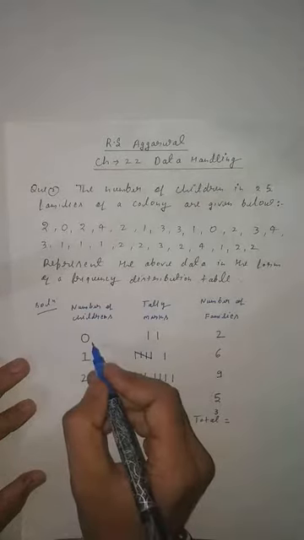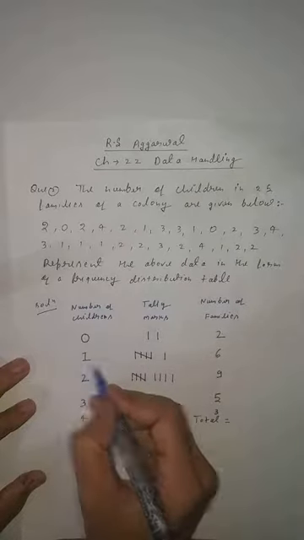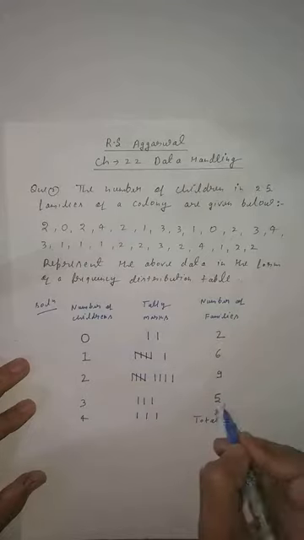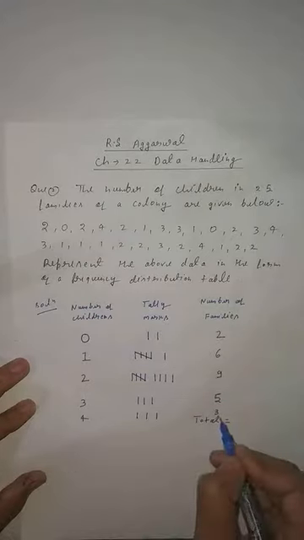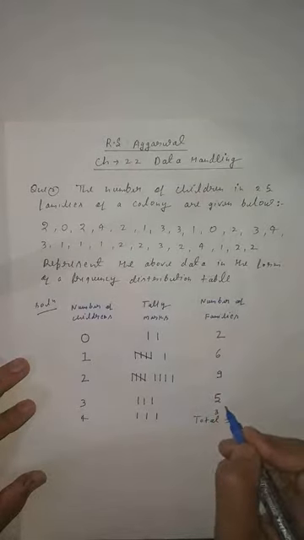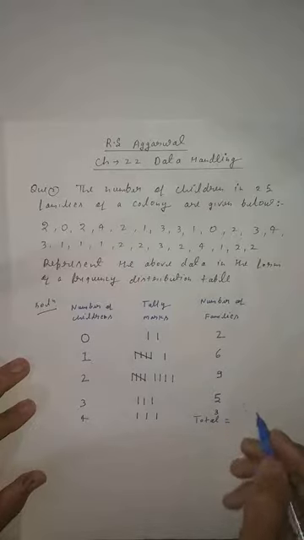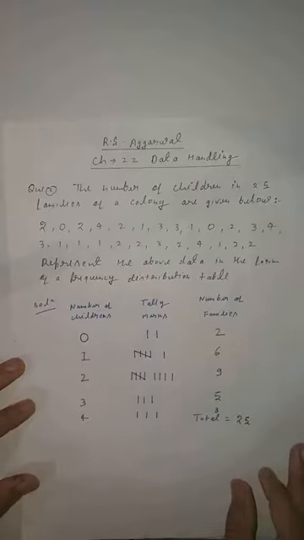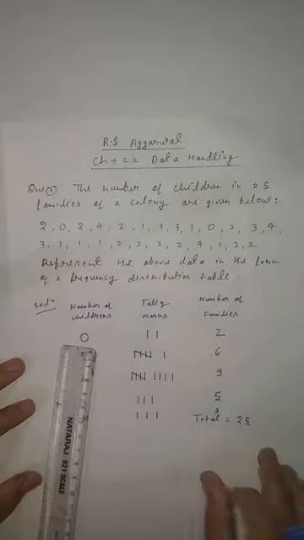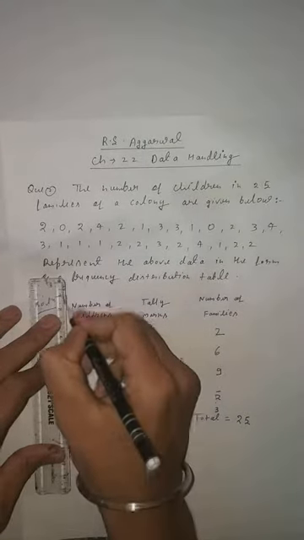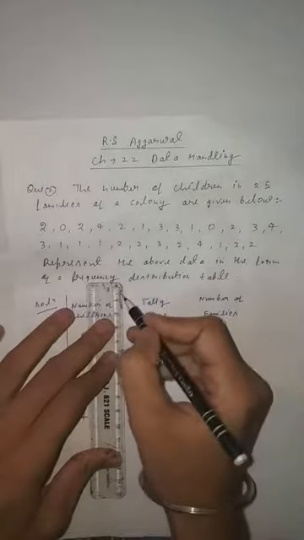Number of children 0, 2 families. Number of children 1, 6 families. Number of children 2, 9 families. Number of children 3, 5 families. Number of children 4, 3 families. Now count the total: 6 plus 2 is 8, 8 plus 9 is 17, 17 plus 3 is 20, and 20 plus 5 is 25. So the total is 25. What I taught you is that this total and the number of families total are equal. So this is your frequency table. Now draw lines for the different columns.